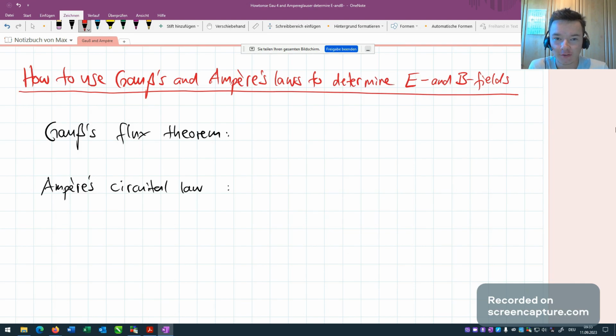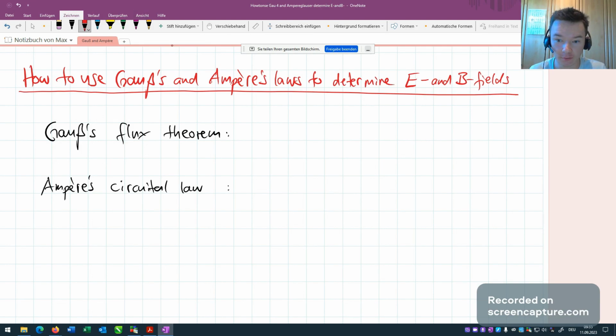Hello and welcome to this lecture, in which I'm going to talk about how to use Gauss's and Ampere's theorem to calculate or determine magnetic and electric fields. For example, the field of a point charge, of a charged wire, or of a solenoid, or of a current-carrying wire. So let's maybe start with discussing how the laws actually look, and then explain them by a few examples.